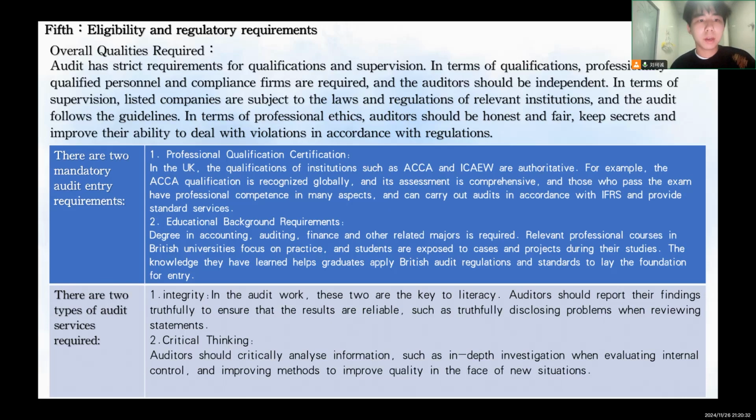Listed companies are bound by laws and regulations, and the auditing follows the standards, and the team of professional in-house auditors should be honest and impartial, keep the secrets, and have the ability to deal with the volunteers. And the mandatory audits assess the requirements.